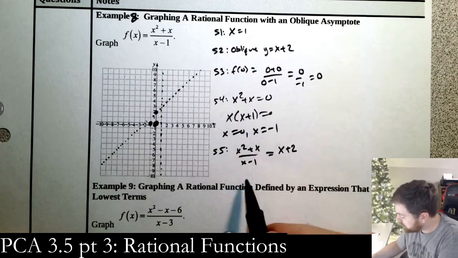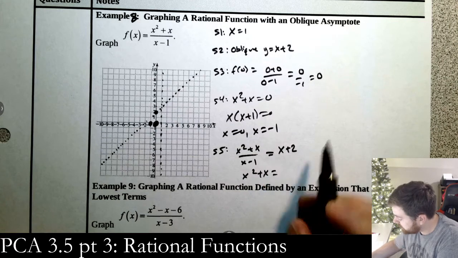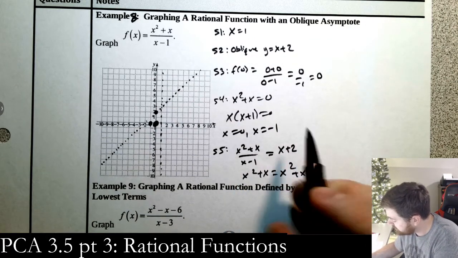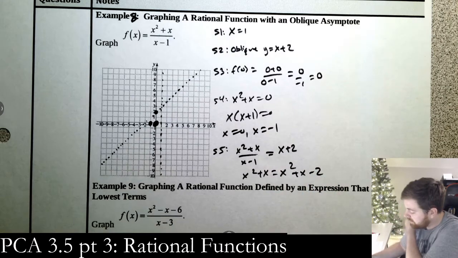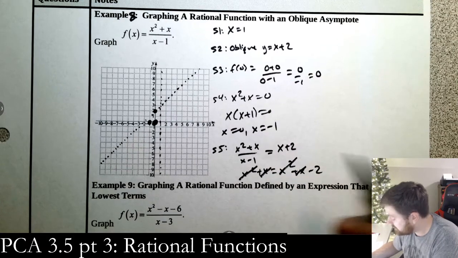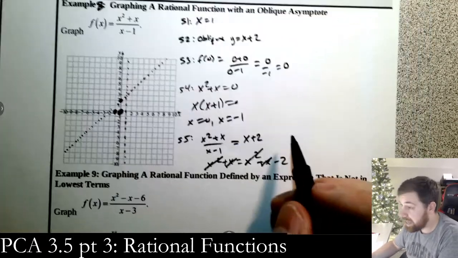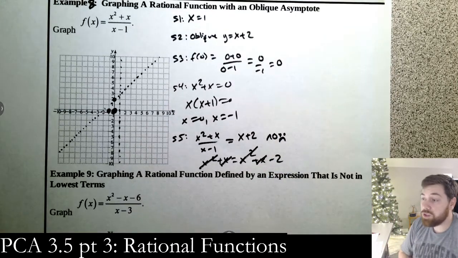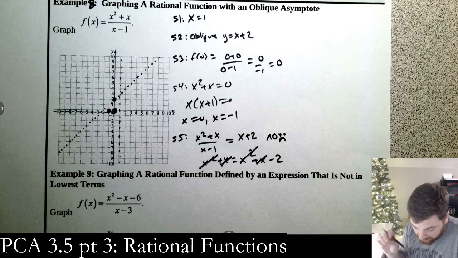Multiply x minus 1 on both sides. So x squared plus x equals, what is that? x squared plus 2x minus x, so plus x minus 2. And notice, this would cancel, and you get 0 equals negative 2. So sadly, no, it does not cross the non-vertical asymptote. So those two are both strict lines that we cannot cross.